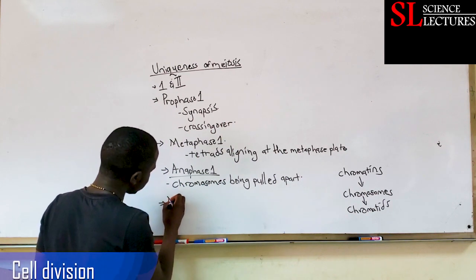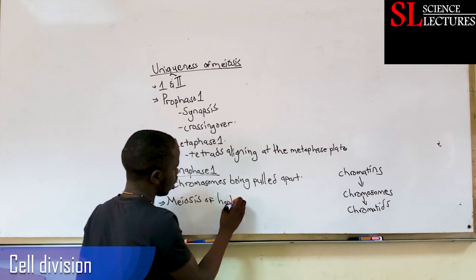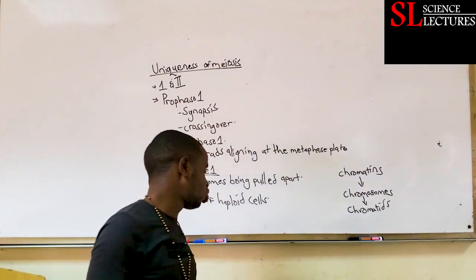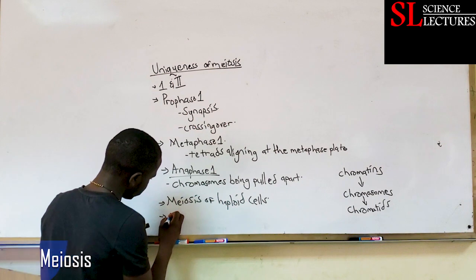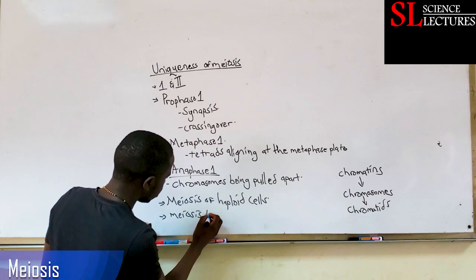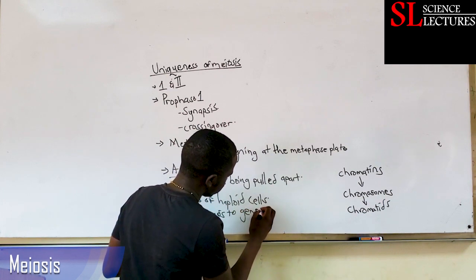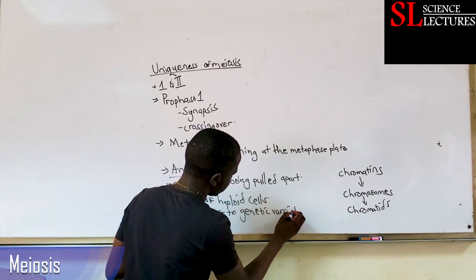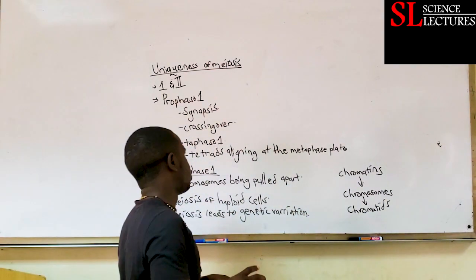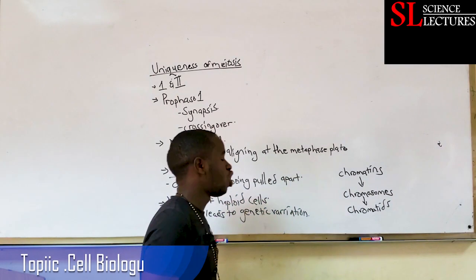Then still, meiosis leads to formation of haploid cells, while mitosis leads to formation of diploid cells. Then still, meiosis leads to genetic variation, while in mitosis, as we saw earlier, there is no genetic variation because of the absence of synapsis and crossing over, which leads to new genetic recombinations.